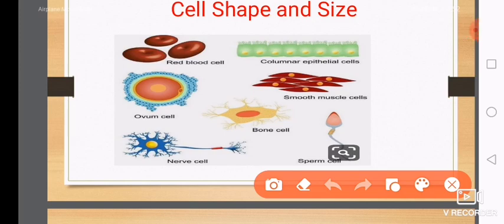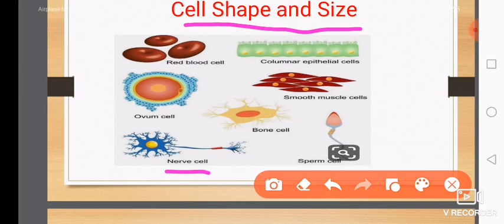Now the last topic is about cell shape and size. So inside a multicellular organism, I told you that different cells are performing different functions. So according to their function, the cells have different shape and size. For example, the nerve cell. What it does is it transfers the information from one place to another. Okay, so that is why it is long. Its shape is enlarged, it is elongated.